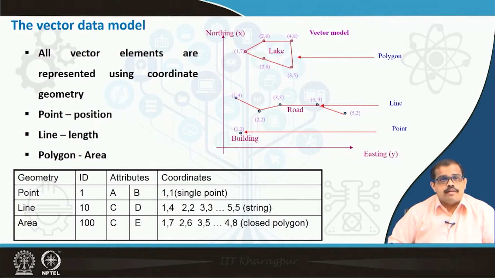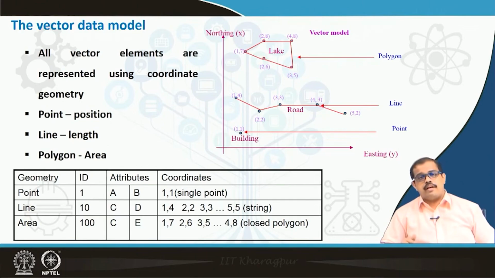So, when we look at the vector data model, all vector elements are represented using continuous geometry, that is, a point represents a position, a line a length, and a polygon an area.